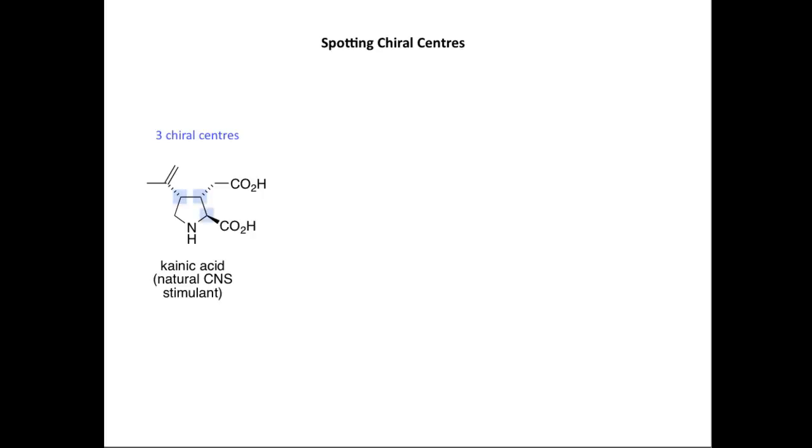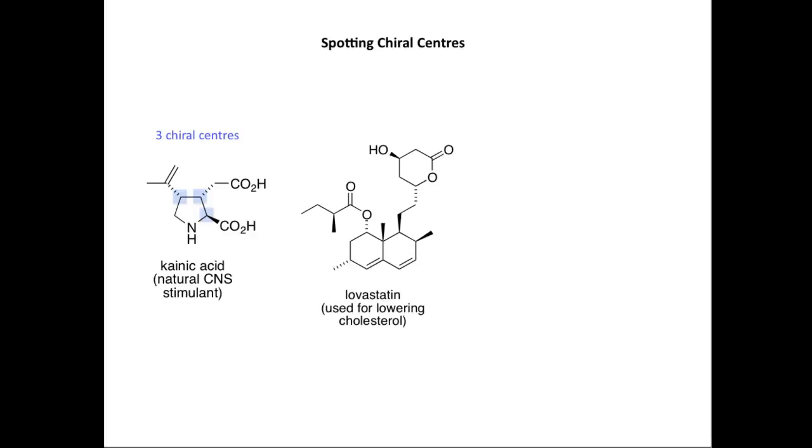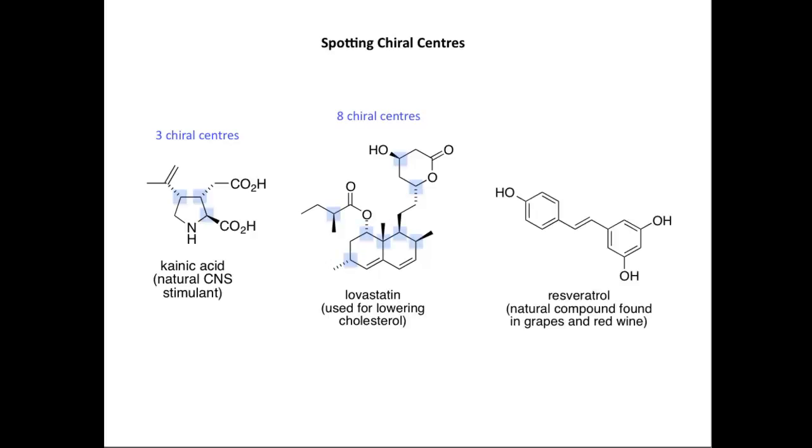If we look at a more complicated structure, lovastatin, if we count the number of chiral centers here, there are actually 1, 2, 3, 4, 5, 6, 7, 8 chiral centers in this molecule. And finally, resveratrol, if we look at the number of chiral centers in this molecule, you'll see that there are actually none at all. And so this is described as an achiral organic compound.